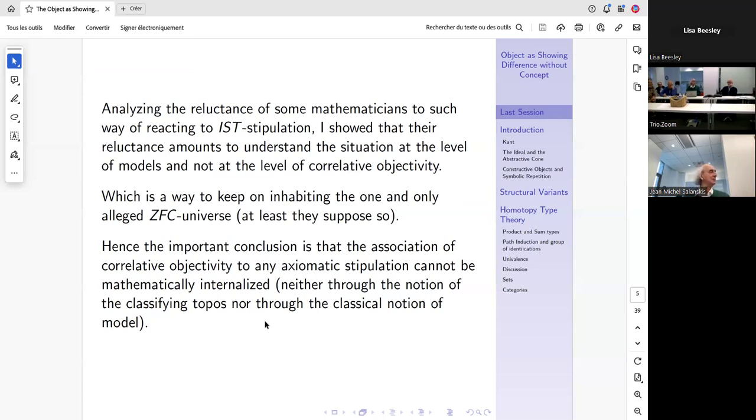So let me try to understand it for myself. You're saying that once you fix a model for ZFC, then you can ask the question of whether it is also a model of IST or not. But you can only answer that question if you have the model in front of you. And then if it isn't, then you have to enlarge it to make a model of IST.